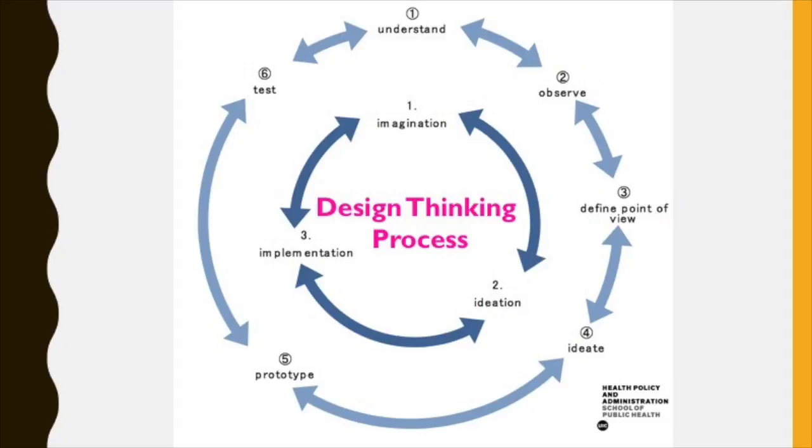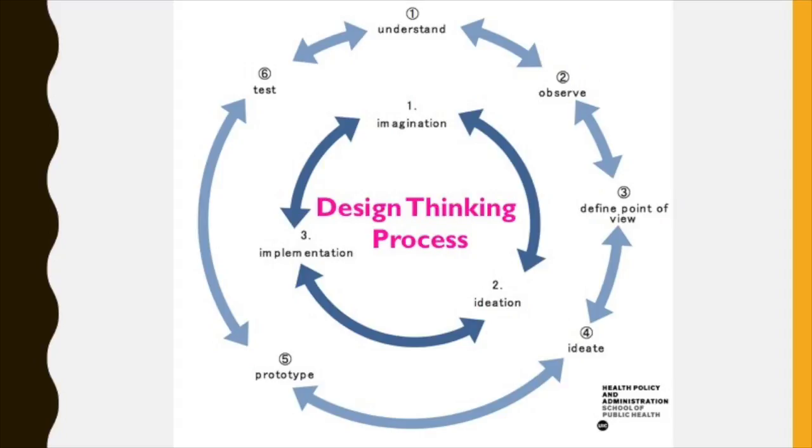And third is implementation. Here you see the design process has its inner circle, which encompasses those three elements: imagination or inspiration, ideation, and implementation. On the outer circles, it focuses on the steps that drive the design thinking process. In those 5 phases, this process of steps goes on.